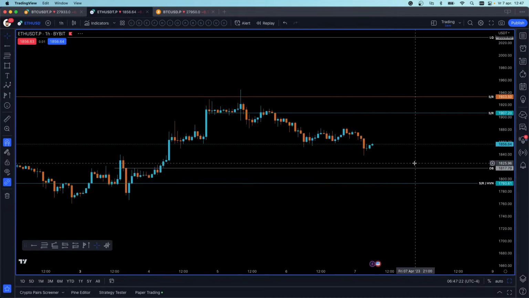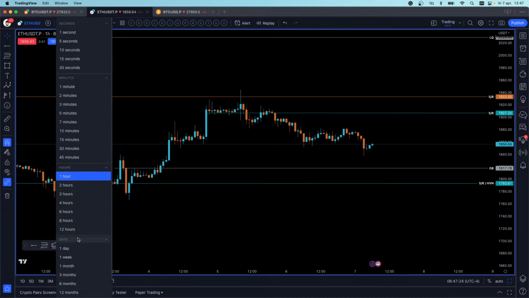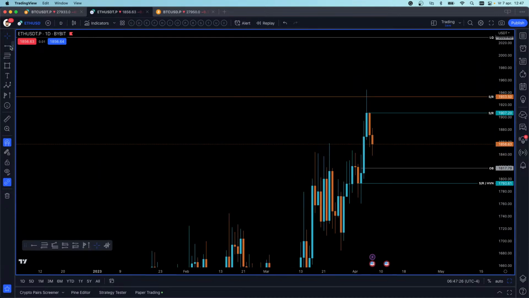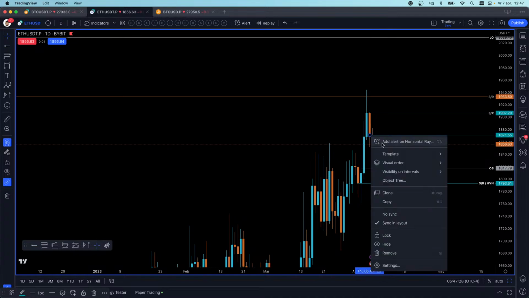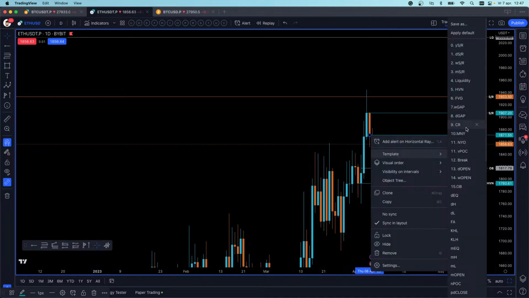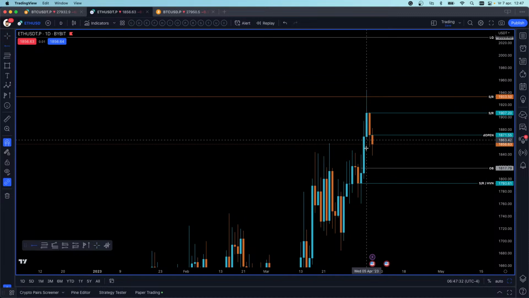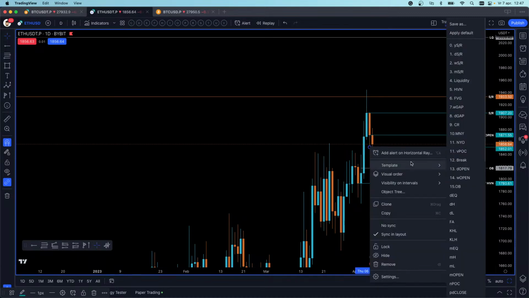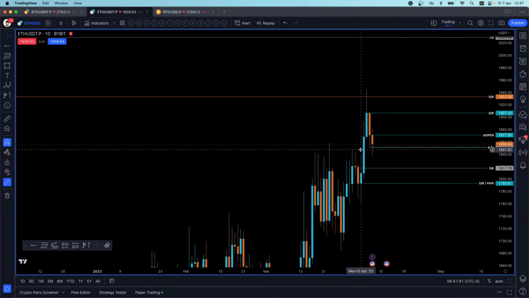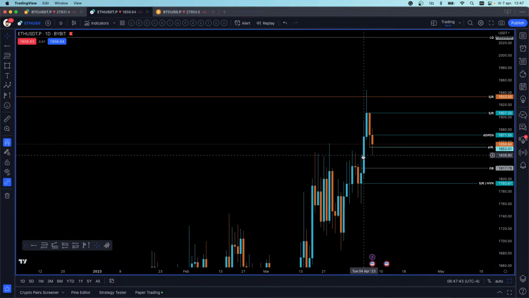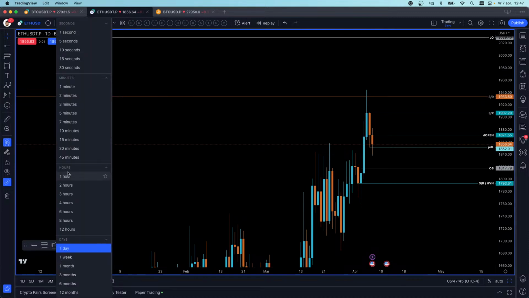And I go on a 1 hourly. Yeah, let me just add the daily open. So we have daily open here and previous day low into a daily fair value gap, which basically is bouncing from that gap right now, as you can see.